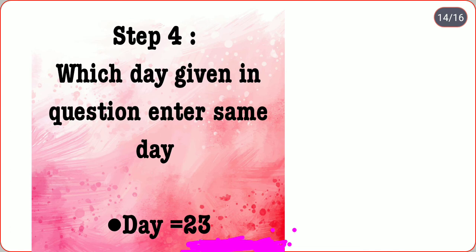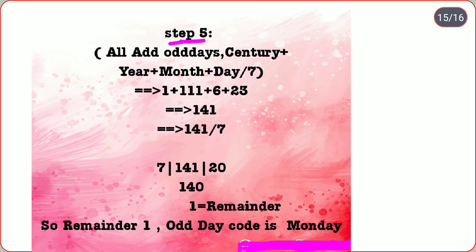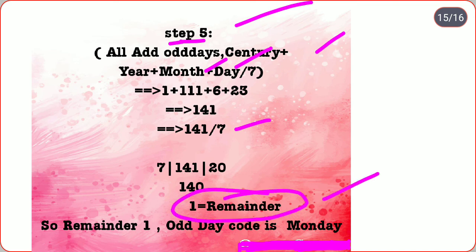Step 4, the day given in the question is entered as it is. In the question, the date is 23. Next page. Step 5: add all the odd days, century odd days, year odd days, month odd days and day odd days, and divide by 7. So 141 divided by 7, the remainder is 1. So remainder 1 is the odd day code, which is Monday. Are you understanding? This type of question will be given. In the next video, model example questions will be given to you.